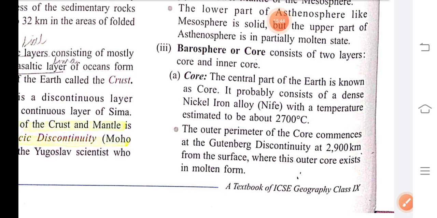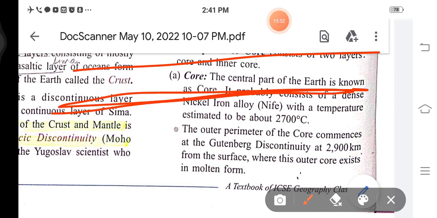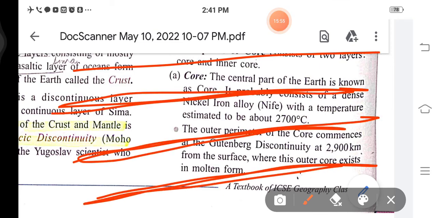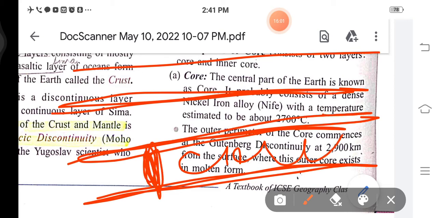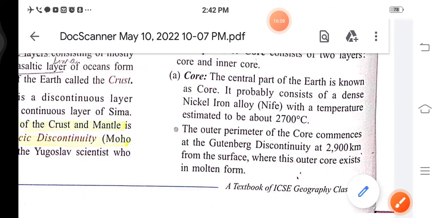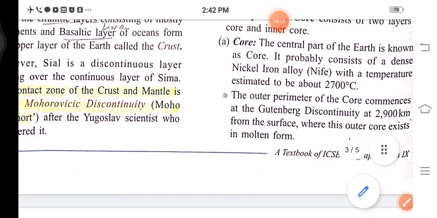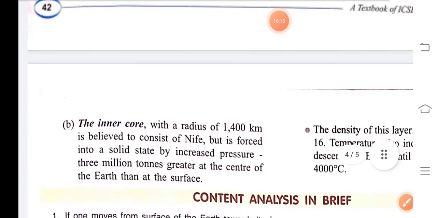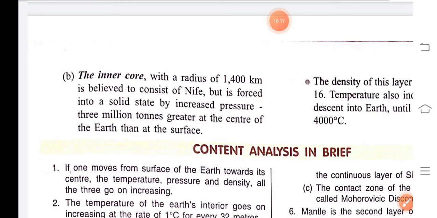So they are saying, if we measure the perimeter of the core up to the Gutenberg discontinuity, like this: here is the crust, this is the Mohorovicic discontinuity, this is the Gutenberg discontinuity, this is the core. So this part, up to and leaving this part, is 2900 kilometers, where this outer core exists in molten form. So this outer core exists in partially molten form. Then our chapter is almost going to be complete. I will also be discussing the exercises, because mostly 9th standard exams come from exercises.